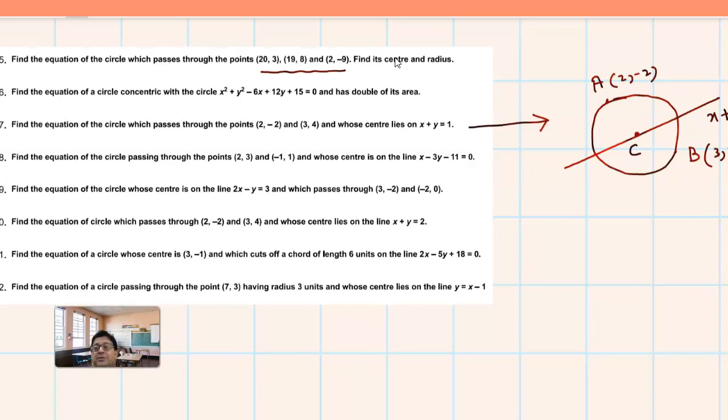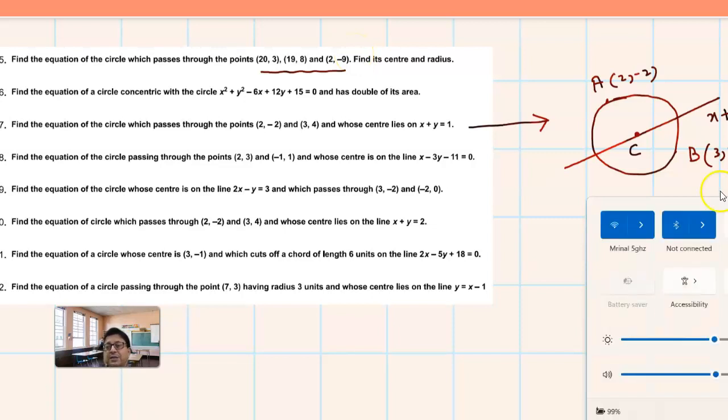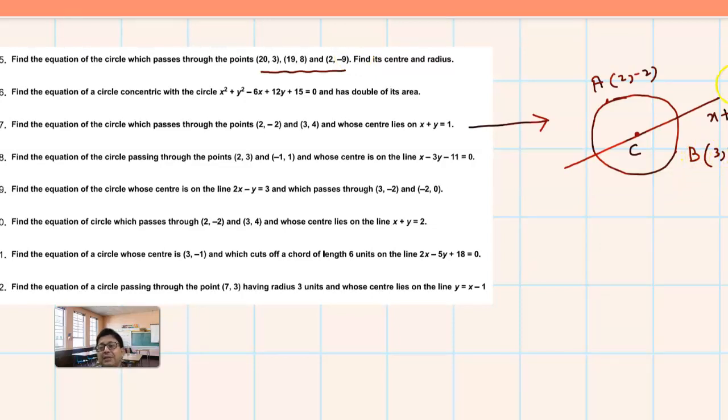So can you use the 3-point form here? We can. If we assume the equation of the circle as x square plus y square plus 2gx plus 2fy plus c equal to 0, then you can easily do it. Because it will pass through this point, one condition, it will pass through this point, another condition, and the center will lie on this line, another condition. But I'd like to show you a different method.